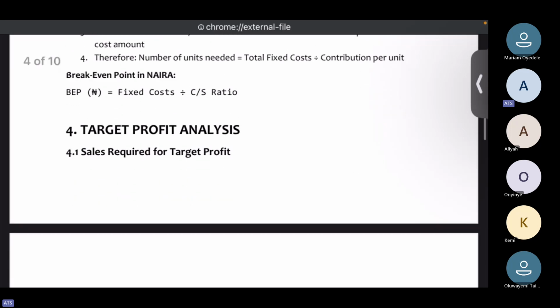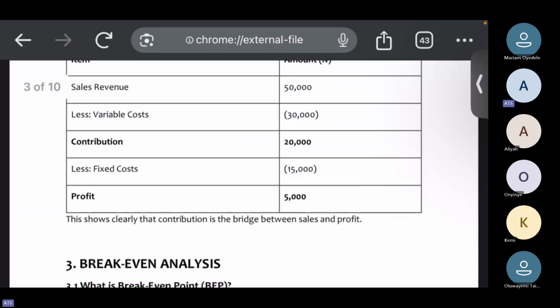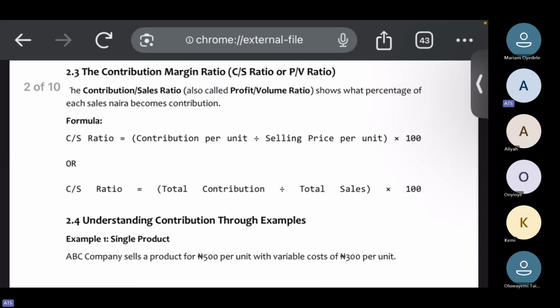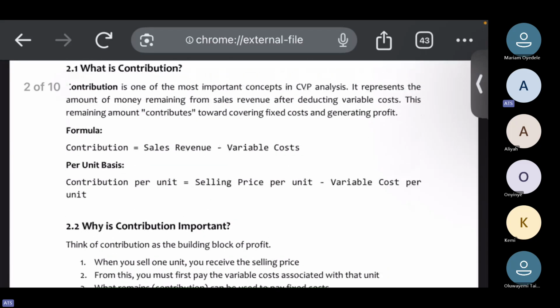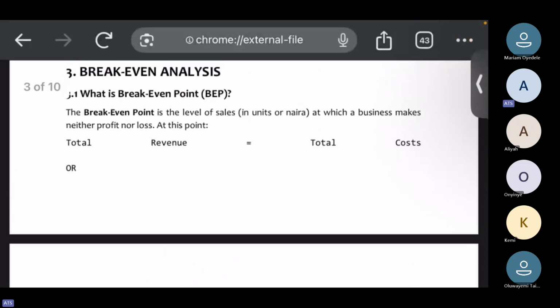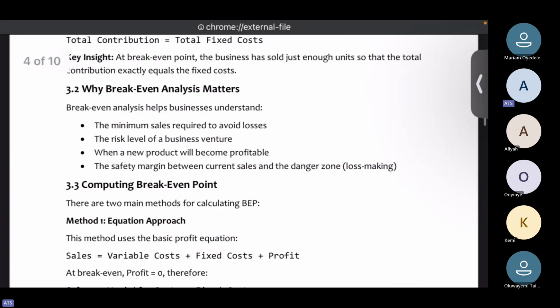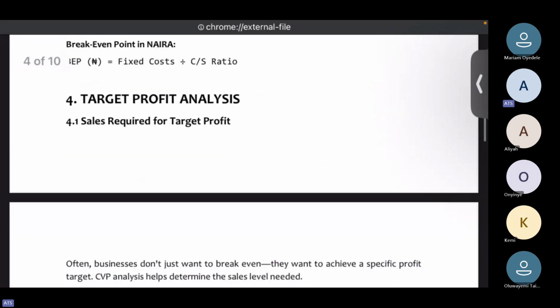Now, another concept. We talked about what CVP analysis means. We talked about the concept of contribution and why it's important. We talked about break-even analysis, what break-even point is and why we analyze it. And now we want to talk about target profit analysis. All of these are important concepts under CVP analysis.